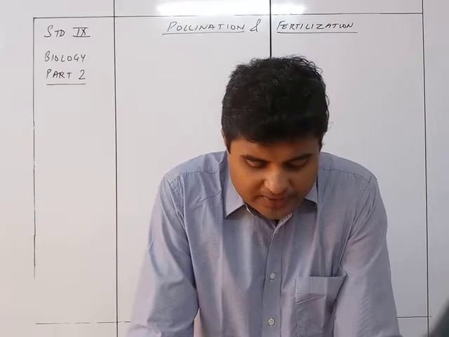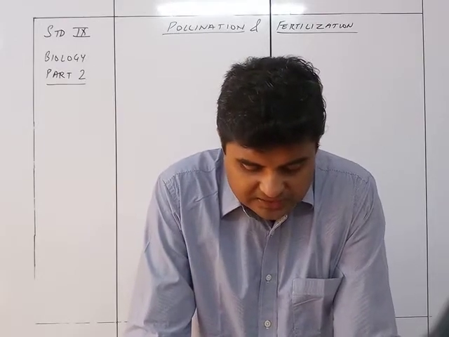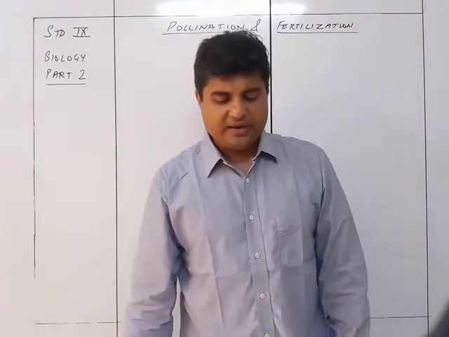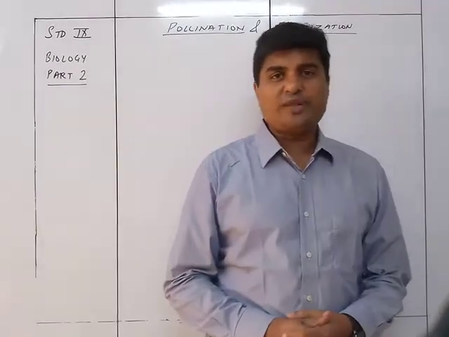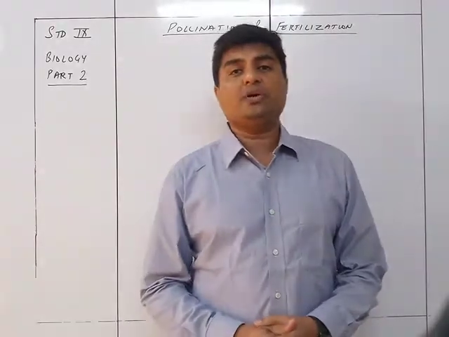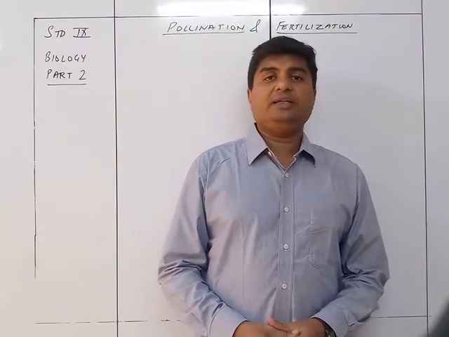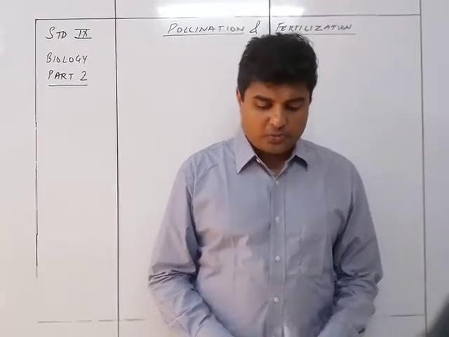So insect pollinated, or entomophilous: entomo means insect, and phily is affinity. So entomophilous means affinity towards insects. So those flowers which have an affinity towards insects are called insect pollinated or entomophilous.